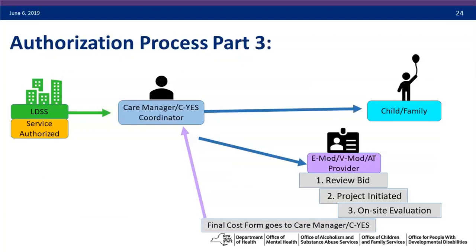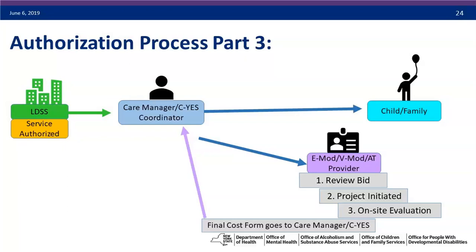So the LDSS has, in this slide, authorized the service. So they're going to communicate that to the care manager. The care manager is going to communicate to the family, your service has been authorized. And then they're going to communicate with that selected provider that the LDSS and DOH agreed on. The EMOD, VMOD, or AT provider will review the bid, start the project, and then subject their project upon completion to an evaluation.